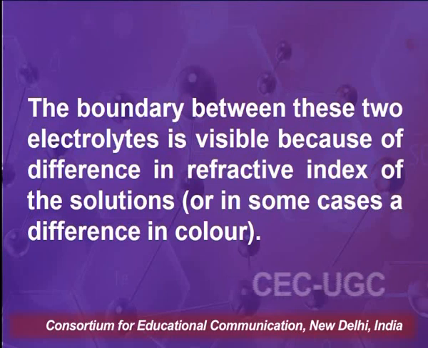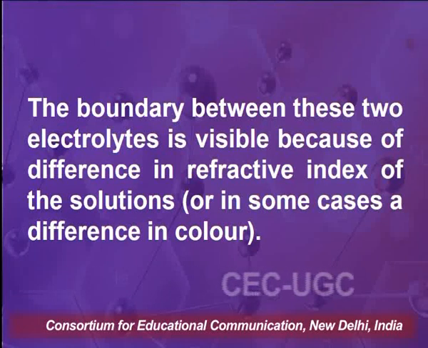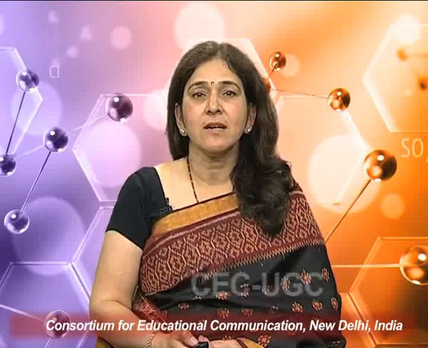The boundary between these two electrolytes is visible because of difference in refractive index of the solutions or in some cases a difference in color. On passing current between the two electrodes, both the cations A plus and B plus ions move upwards towards the cathode, while the anion X minus moves downwards towards the anode. Thus, the boundary between the two solutions is moved up, which can be followed by the refractive index measurements.